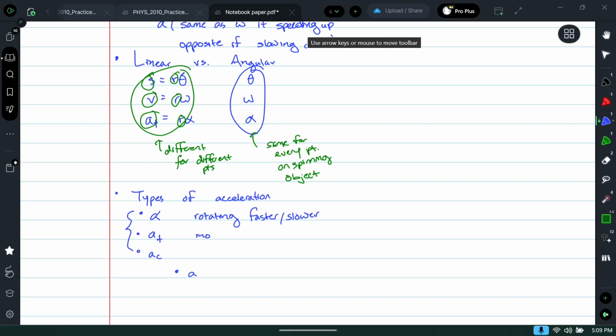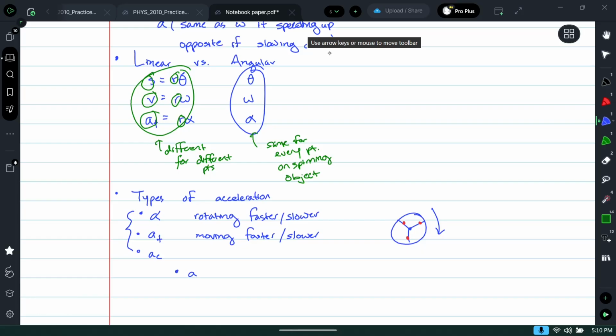Tangential is about something moving faster or slower in the sense of the meters per second reading, the speedometer reading, changing. So that goes with the angular acceleration. For instance, if I have my spinning wheel and I give it a big hard spin, every point on it is going to be rotating faster and faster. That's angular acceleration. But also, every point on it is going to have to cover more distance per second. That's a tangential acceleration.